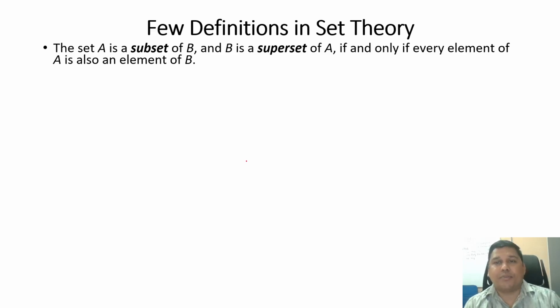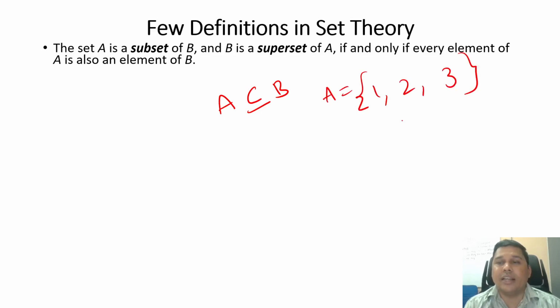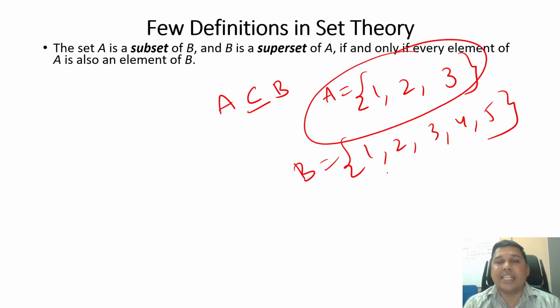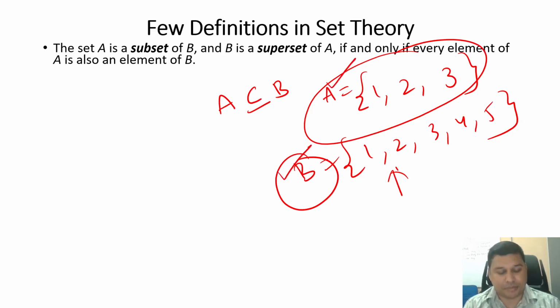Subset and superset. We say A is a subset of B and B is a superset of A only if every element of A is also an element of B. Like this, A is a subset of B. It means set A contains 1, 2 and 3, and set B contains 1, 2, 3, 4 and 5. You see, every element of A is part of B. Then we say A is a subset of B, or B is the superset or parent set of A. So this is the child set, this is the parent set.